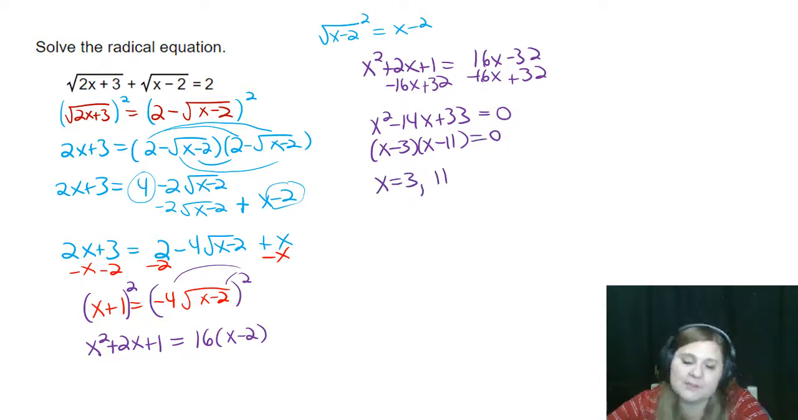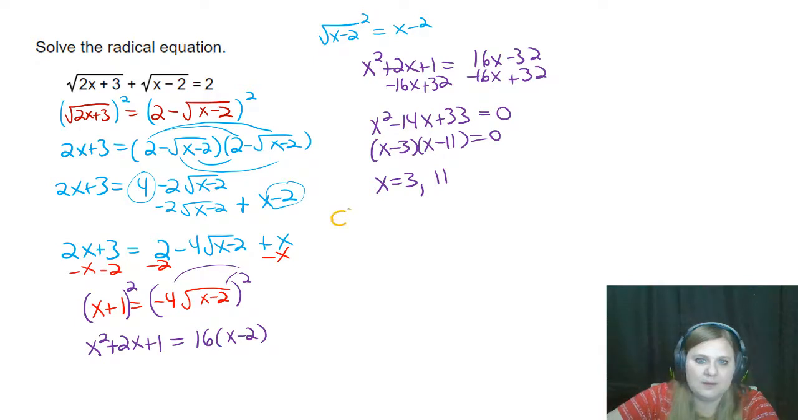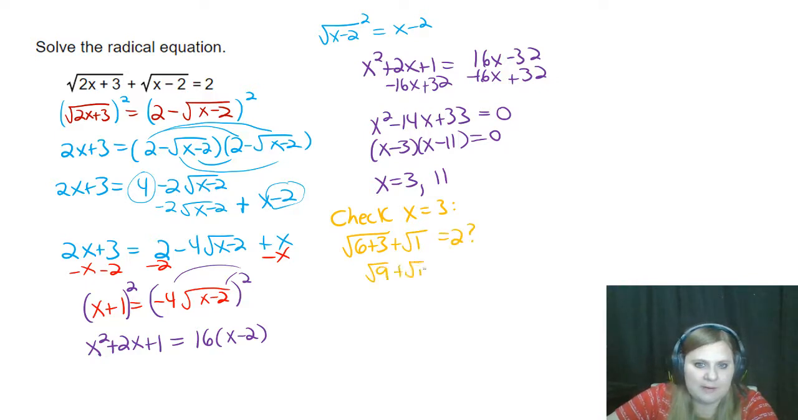Do not box your answer yet. If you did not check your answers, pause again and try that now. All right, I'm going to start by checking x equals 3. When I do that, I get square root of 6 plus 3 plus the square root of 1 equals 2. Square root of 9 plus the square root of 1 equals 2. 3 plus 1 equals 2 is false. So x equals 3 is not valid.